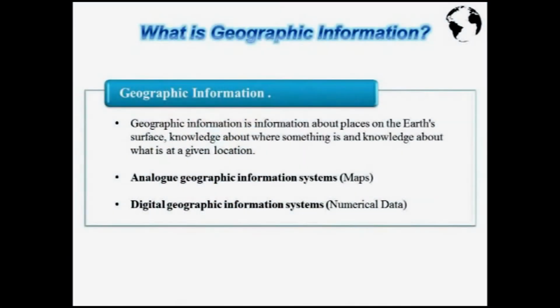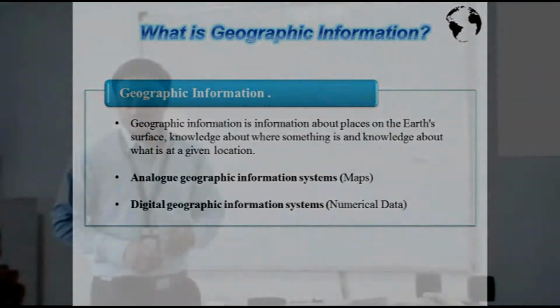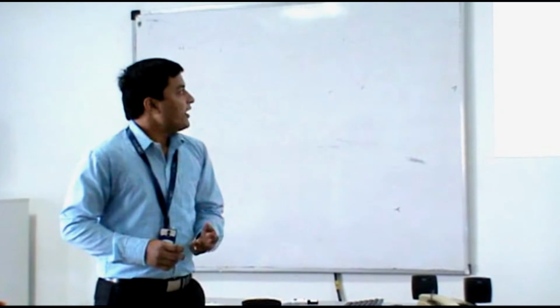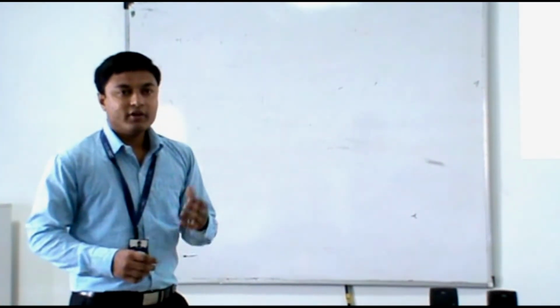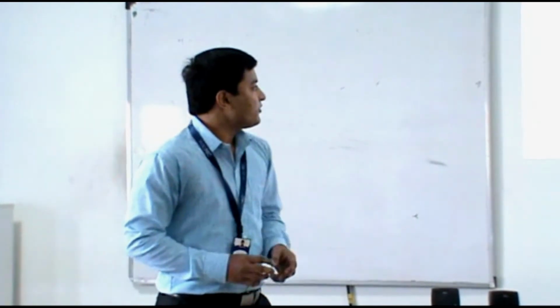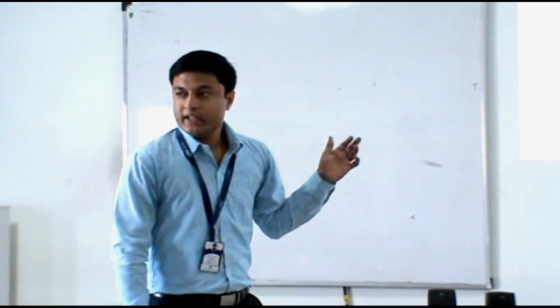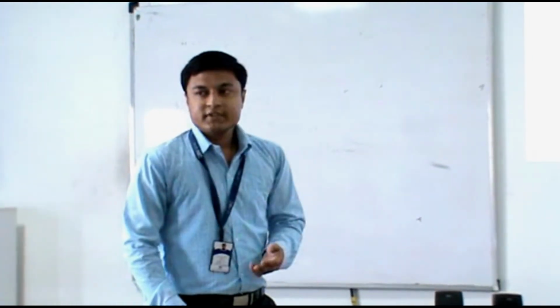First, what is geographic information? Geographic information is the information about a place on the earth, where we can find out what is located at that location. There are two types of system, analog and digital. Analog represents maps and digital represents numeric data. Means if I have a map, then I cannot find out in which location that is placed. So the data is used for that.